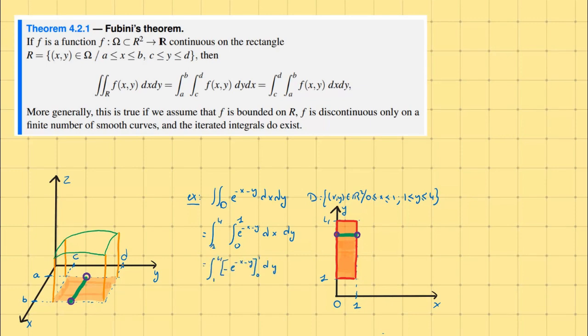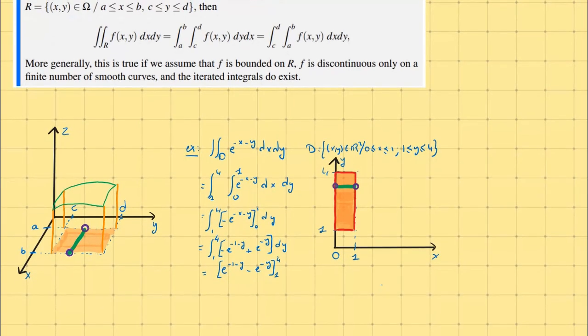Now the calculation will go as follows. So we integrate with respect to x first. We'll have minus exponential of minus x minus y between 0 and 1. So we replace x by 1, then by 0. So replacing x by 1, we'll have exponential of minus 1 minus y. Then by 0, we'll have exponential of minus y. And this function will be integrated another time with respect to y. So we have exponential of minus 1 minus y minus exponential of minus y between 1 and 4, which will give us the last result.